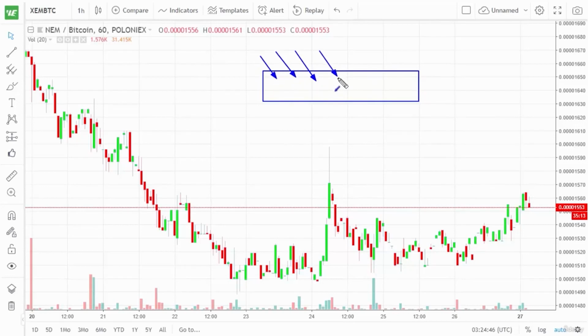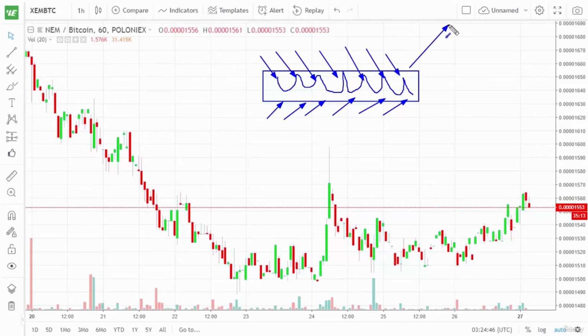Basically, you have resistance that's well defined and containing the market. At the same time, you have support that's doing the same thing. And you may have price just kind of bouncing around in this little area. It's consolidation. The market doesn't have any real conviction one direction or the other.